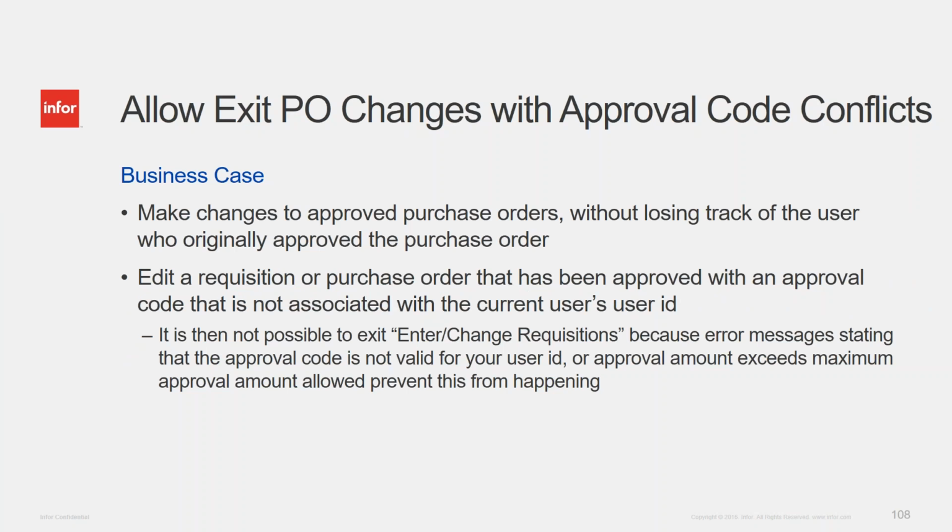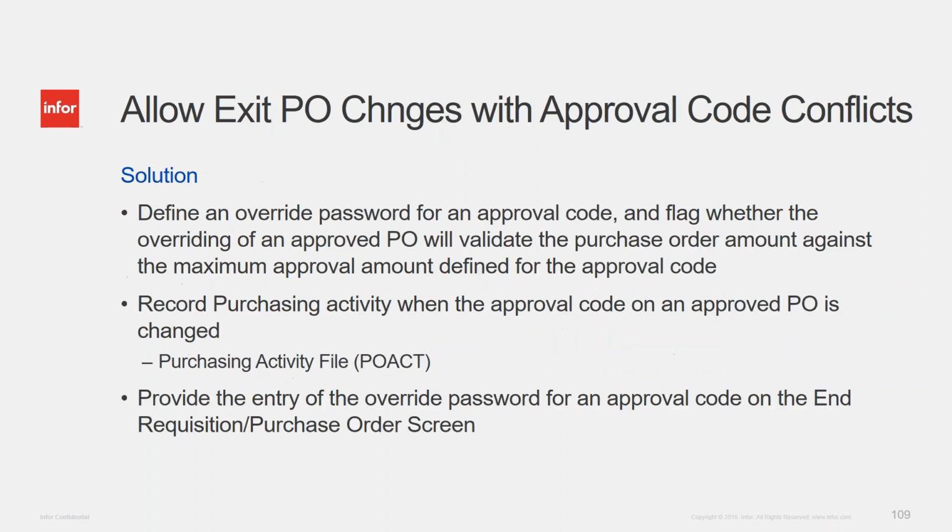Business case: somebody goes in and makes a change to an approved purchase order, but then they can't, because their level is not approved. And if they were allowed to do it, we're losing track of the original user who approved the purchase order. So we've gone in and done some housework, because basically the user was stuck. So we tried to fix that for you.